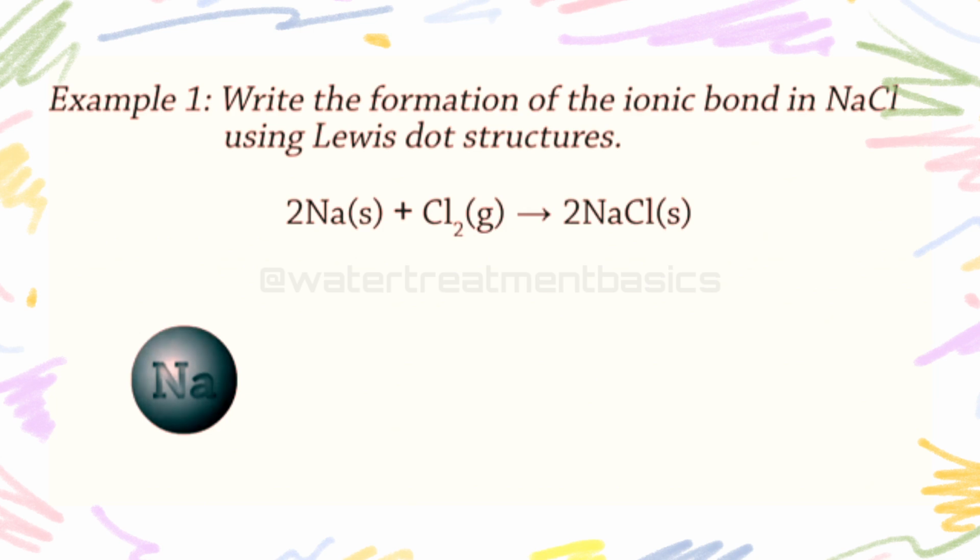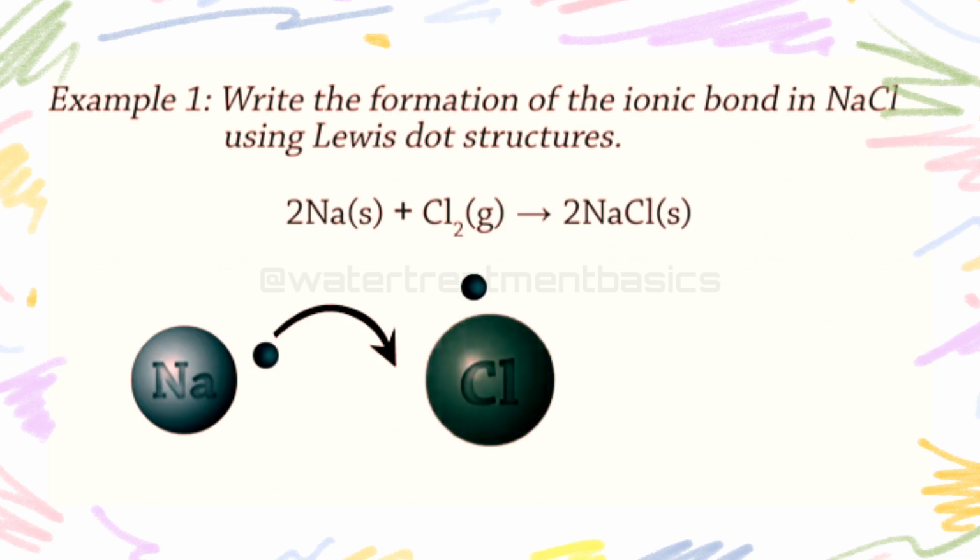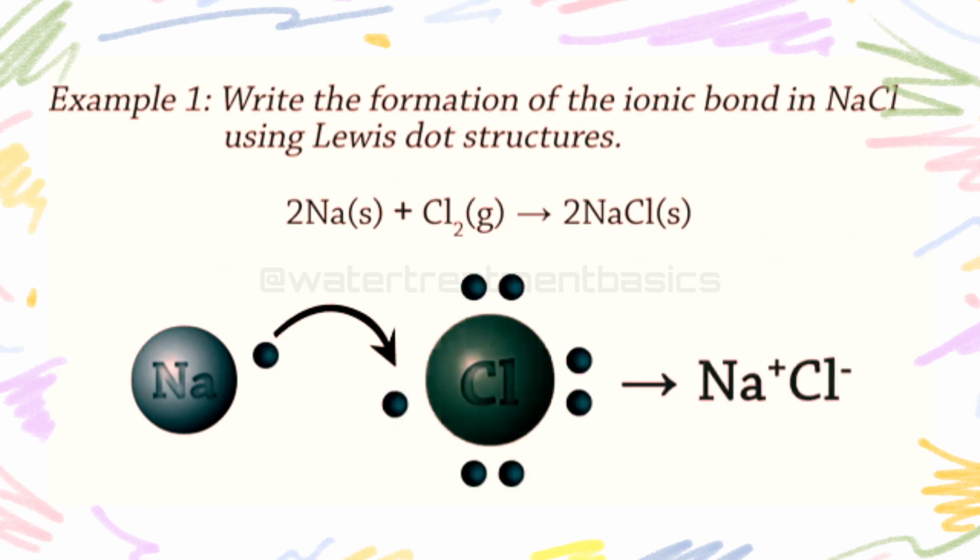An atom of sodium, which has one valence electron, gives that electron to an atom of chlorine, which has 7 valence electrons. Now, the sodium ion has the same electron configuration as the noble gas neon. By losing that extra electron, it has a full octet of valence electrons. The chloride ion, by gaining an electron, now has the same electron configuration as the noble gas argon.